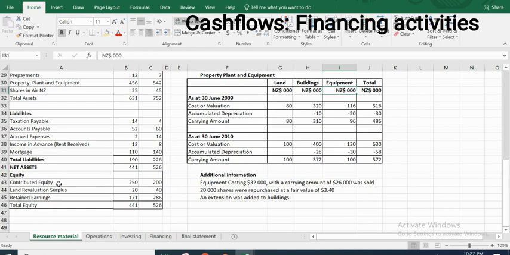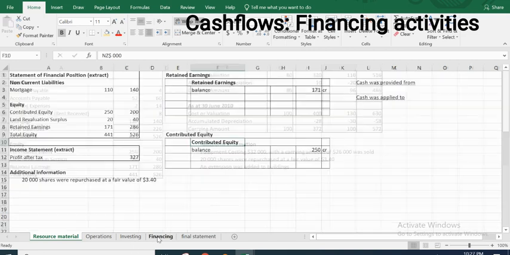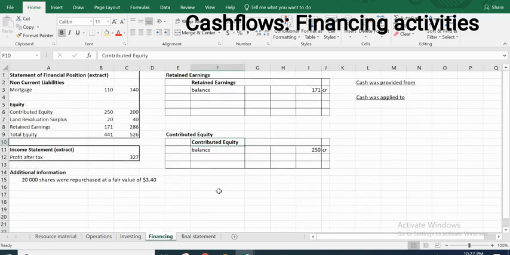Have the business received cash from selling shares, and what have they been doing as well, like paying out dividends? So on this sheet, I have copied all the information I've got. I've got extracts from the statement of financial position, extract from the income statement, and some additional information. So first of all, we're going to start with the mortgage.